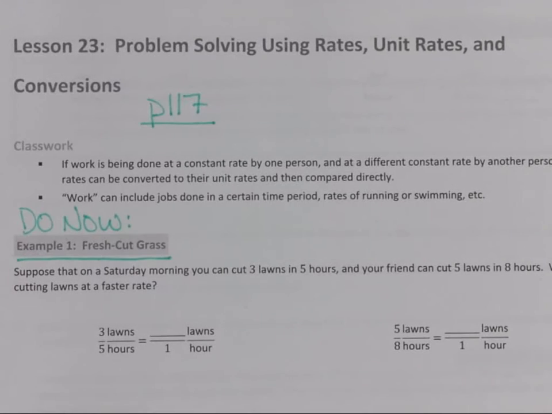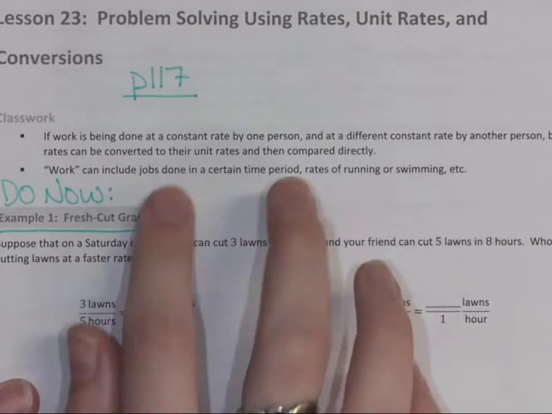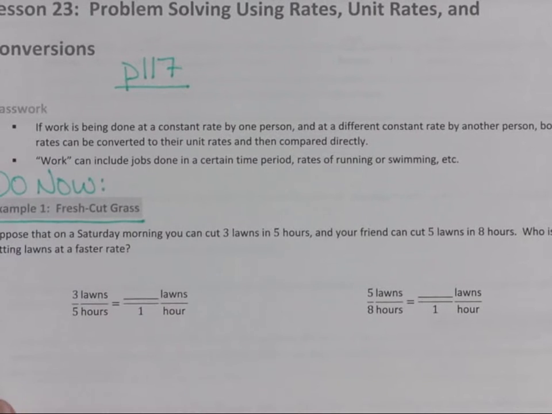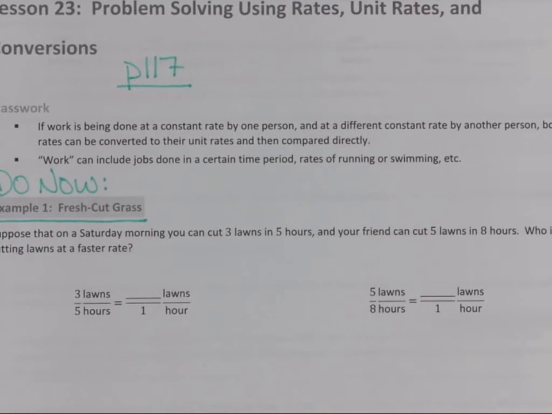So the summary of what we're doing today is right here. Let's go through it really quick. If work is being done at a constant rate by one person and at a different constant rate by another person, both rates can be converted to their unit rates and then compared directly. Work can include jobs done in a certain time period, rates of running or swimming, etc.